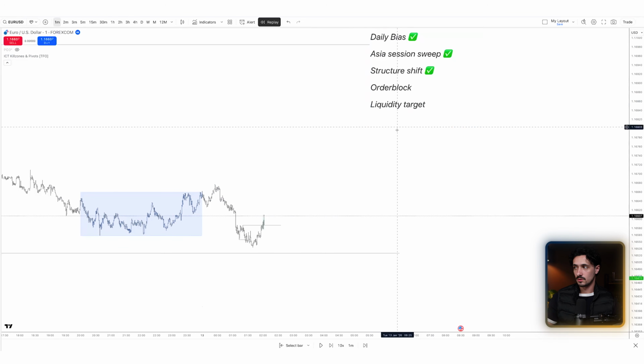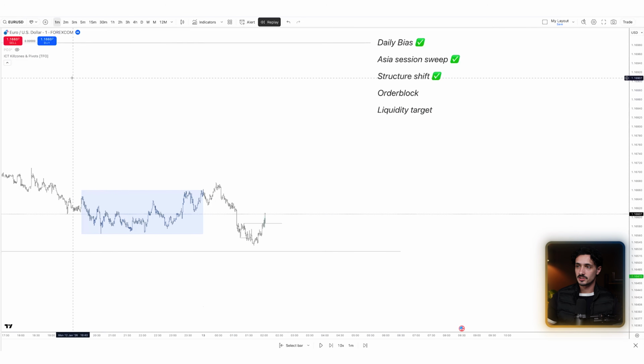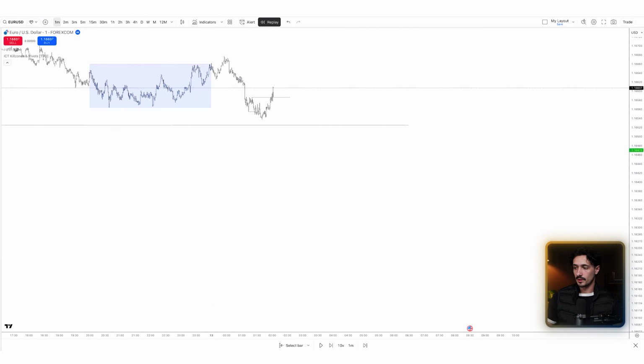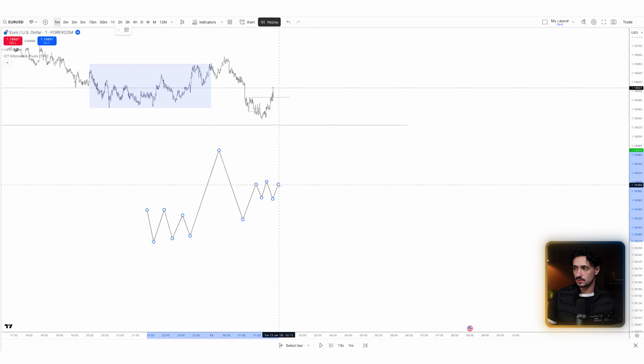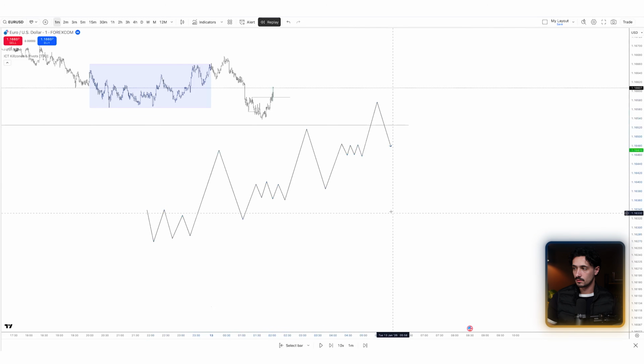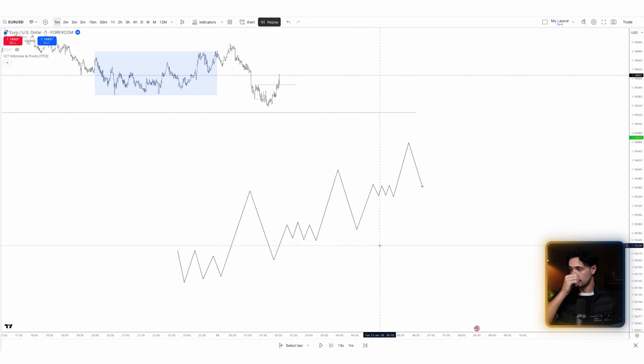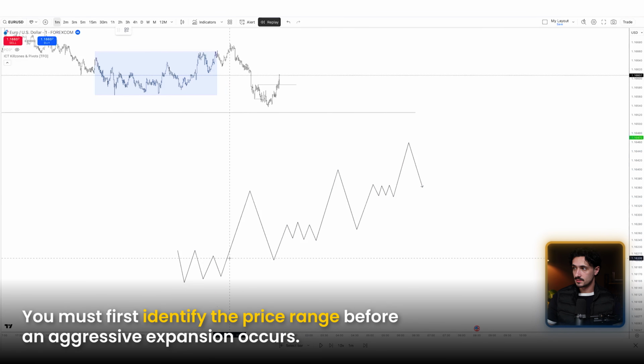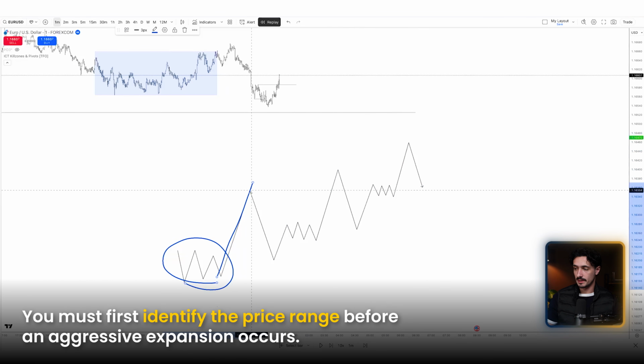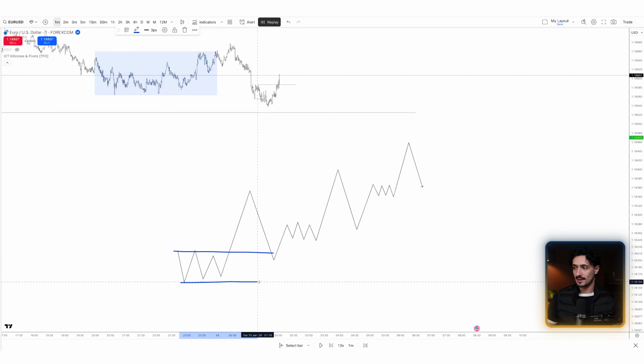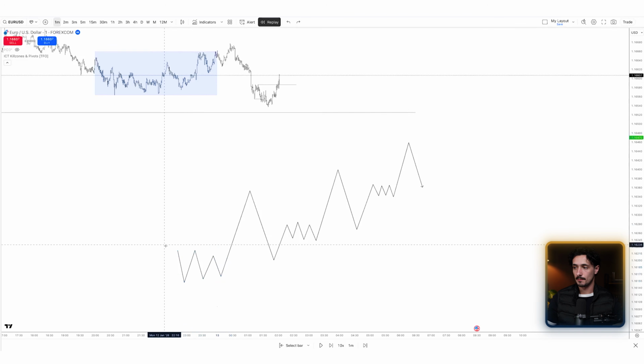And simply put, for those of you who don't already know what an order block is, what you want to imagine is that the market is always going from range to impulse, to correction, to range, to impulse, to correction, to range, to impulse, to correction, right? This is how the market moves. What you want to identify is a range in price before an aggressive expansion. That is going to give you an area of demand, which is commonly referred to as an order block, an area of price that is protected by large players.